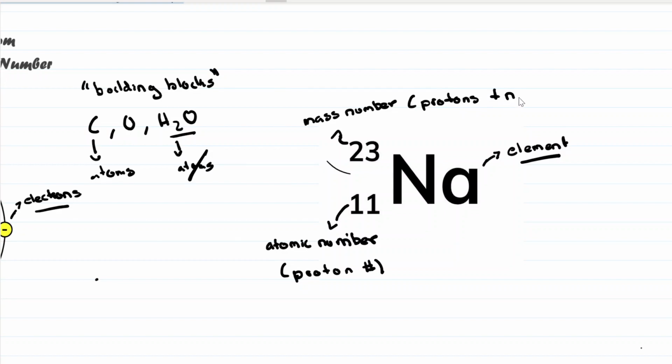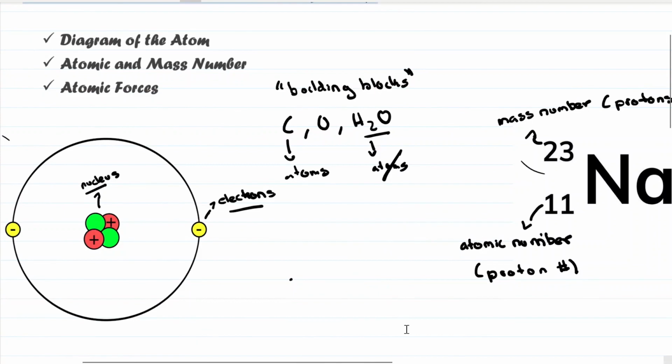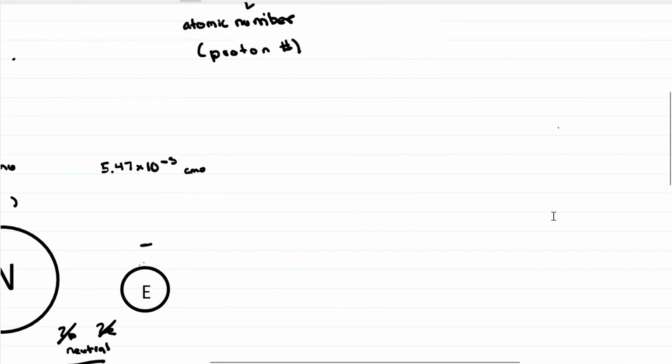Protons plus neutrons. All right, and this is going to be really important when we're looking at the periodic table in the next video. So this is just a quick introduction to that by using the knowledge of the atom and the protons and neutrons as subatomic particles.